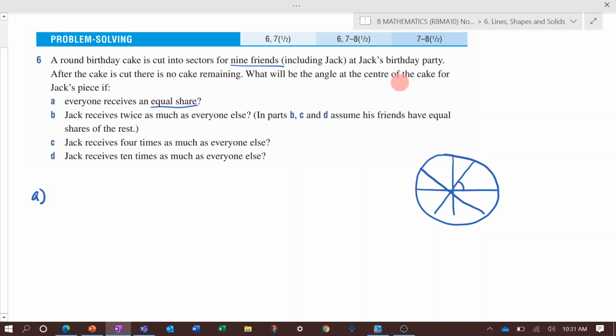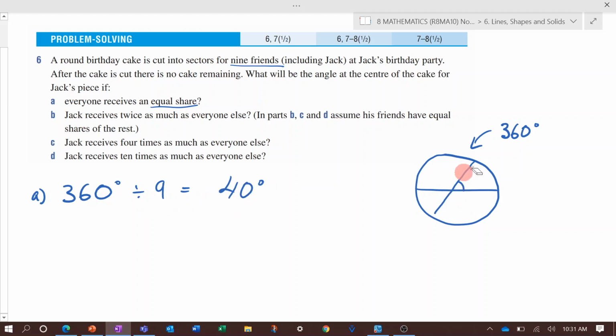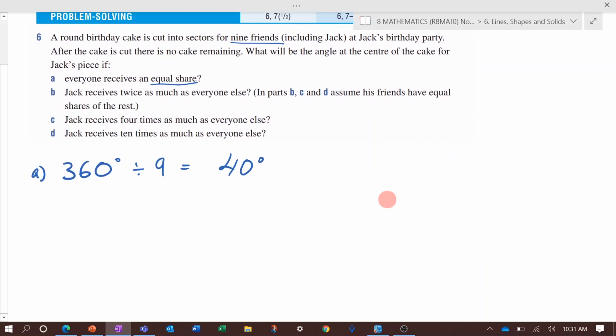What will be the angle at the center of the cake for Jack's piece if, so we're trying to find this right here. Well, if we've cut it into 9 slices, and we know that the total degrees for a full revolution is 360 degrees, what we're going to be doing is go 360 degrees, divide that by 9, and that's going to give us 40 degrees. So that's if we cut it up into 9 slices. You're just taking 360 and dividing it by 9.